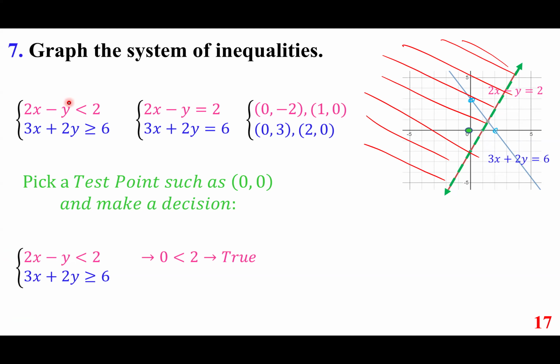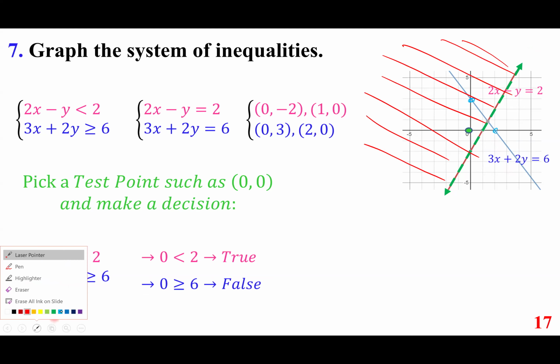But for the second one, we do the same thing. We plug in 0, 0 as a test point, everybody. If I put 0 here, I get 3 times 0, 2 times 0. 0 is larger than or equal to 6. No, that's a false statement. So for the blue line, 0, 0 doesn't work. So if 0, 0 doesn't work, the side that contains 0, 0 is out. So you go with the opposite side.